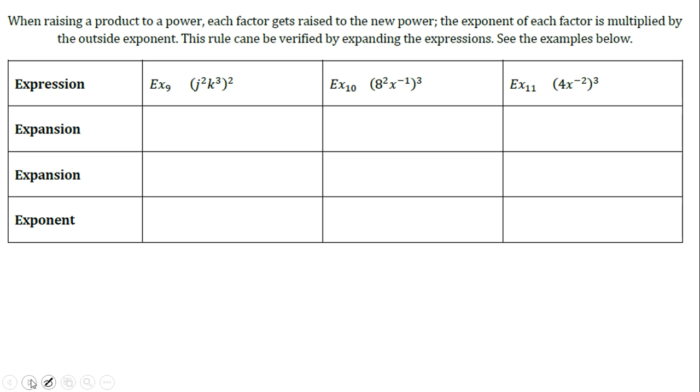Okay, moving right along. This time, we are still going to use the same rule, but we have more than one factor here. But it's the same idea. So we're going to expand the 2, the outside exponent. So I have 2 j squared k to the third being multiplied.